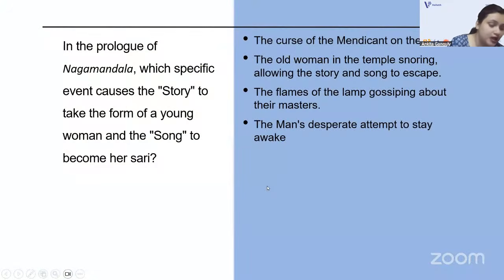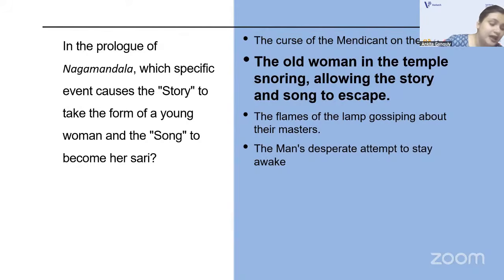Next, we have a question from Girish Karnad's Nagamandala. In the prologue of Nagamandala, which specific event causes the story to take the form of a young woman and the song to become her sari? Is it because of the curse of the mendicant on the man? No. Is it because the old woman in the temple snores, allowing the story and song to escape? Yes. In the prologue of Girish Karnad's Nagamandala, the specific event that causes the story to take the form of a young woman and the song to become her sari is that the old woman who was harboring the story and song inside her fell asleep and began to snore. And this allowed them to escape from her mouth.